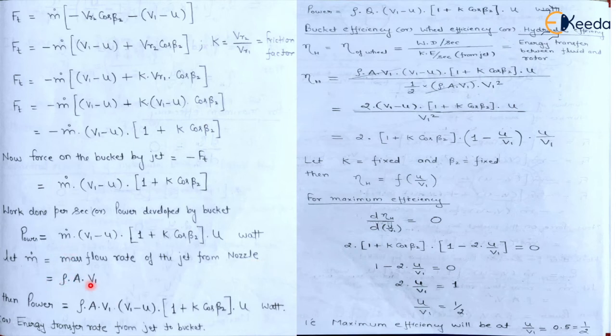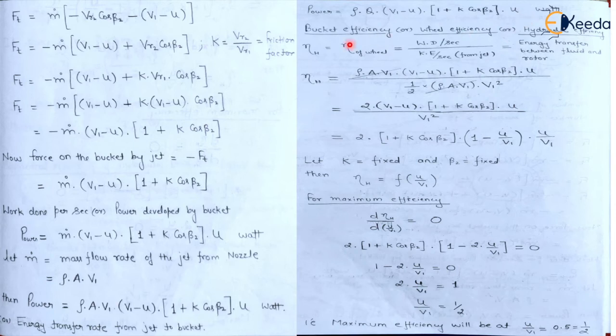Mass flow rate is rho a v1. Then power is equal to rho a v1 into (v1 minus u) into (1 plus k cos beta 2) into u. This is the power or energy transfer rate from the jet to the bucket. Now you see here a into v1 we can write as q, so rho into q into (v1 minus u) into (1 plus k cos beta 2) into u is the power or energy transfer rate from the jet to the bucket.